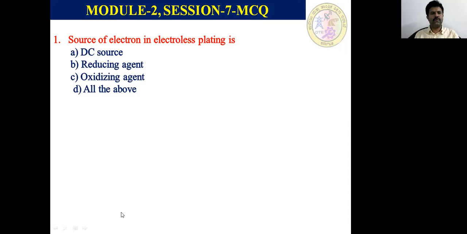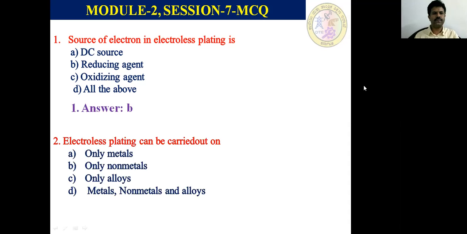Let's go through some multiple choice questions covered under this session. Question number 1. Source of electron in electroless plating is option A, DC source, option B, reducing agent, option C, oxidizing agent, option D, all the above. So here we are not going to use electricity as a source of electrons, but using a reducing agent as an electron source. Right answer is option B.